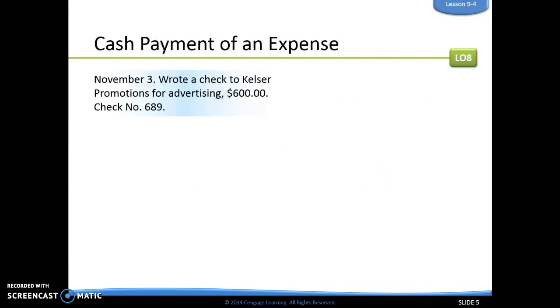All right, let's look at our first transaction. On November 3rd, we wrote a check to Kelser Promotions for advertising, $600, check number 689. So there are two clues in here to tell us that we're going into our cash payments journal. One, it says that we're writing a check, so we know we're paying cash. And the other is that they give us a check number, so that tells us it goes into our cash payments journal.